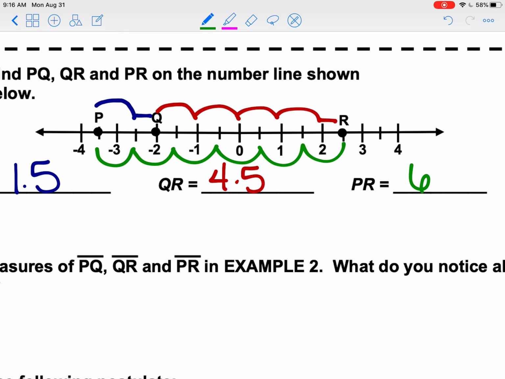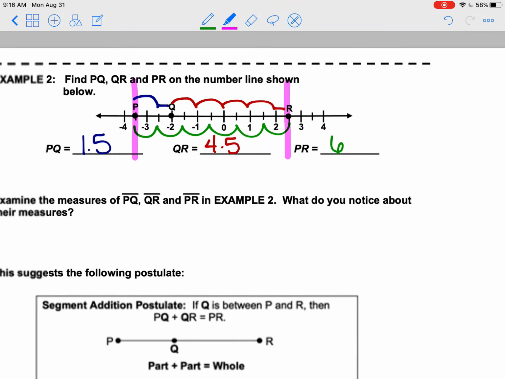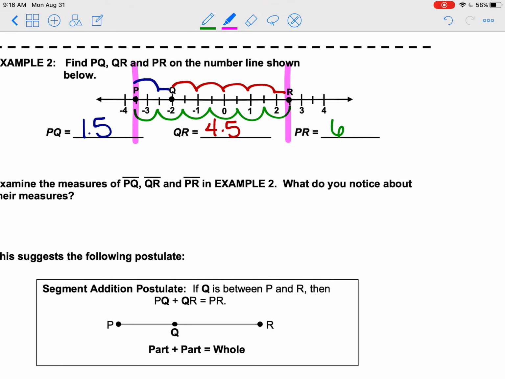Okay, let's look at something here. Do you see how if we were to start at the P and end at the R, when we did from P to Q at the beginning in blue and then Q to R in red, it equaled the same thing as the green. So we can look here and say, okay, well, is 1.5 plus 4.5 6? Yes. We can see the two halves make a whole. 4 plus 1 is 5, plus that whole makes 6.